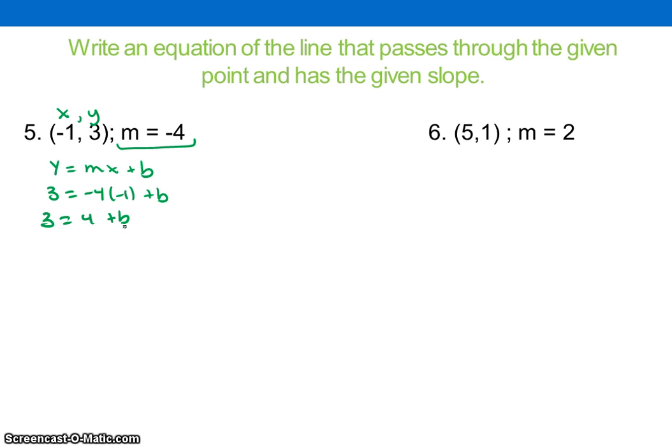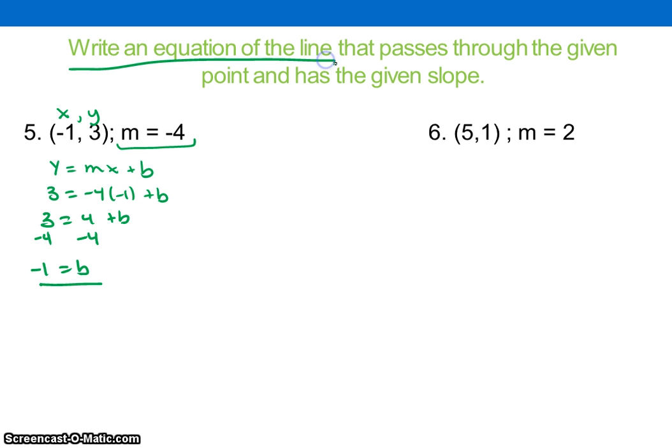What do I need to do next, Miss Fitzgerald? Well, Miss Hager, you need to solve for b. So I would subtract 4 on both sides. Oh, yeah, we learned that. So we get b is negative 1. So now I have my b is negative 1 and my m is negative 4. Am I all done? No, Miss Hager, you haven't written your equation yet.